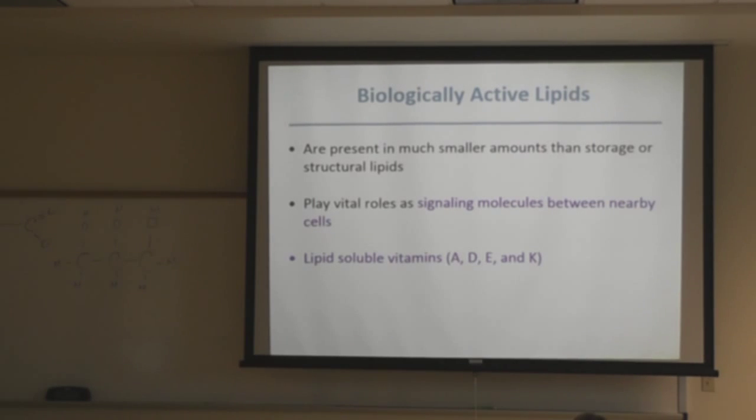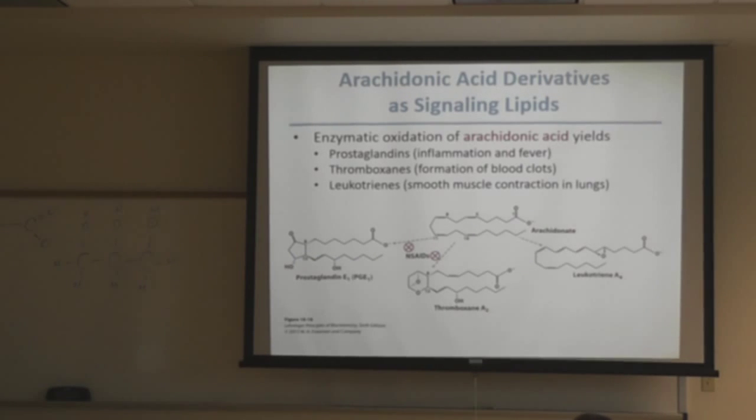Biologically active lipids are present in much smaller amounts than the storage or structural lipids, and they play vital roles as signaling molecules between nearby cells. Lipid-soluble vitamins also: A, D, E, and K. So, arachidonic acid is basically the basis for the synthesis of a number of signaling lipids, and you guys have heard of prostaglandins.